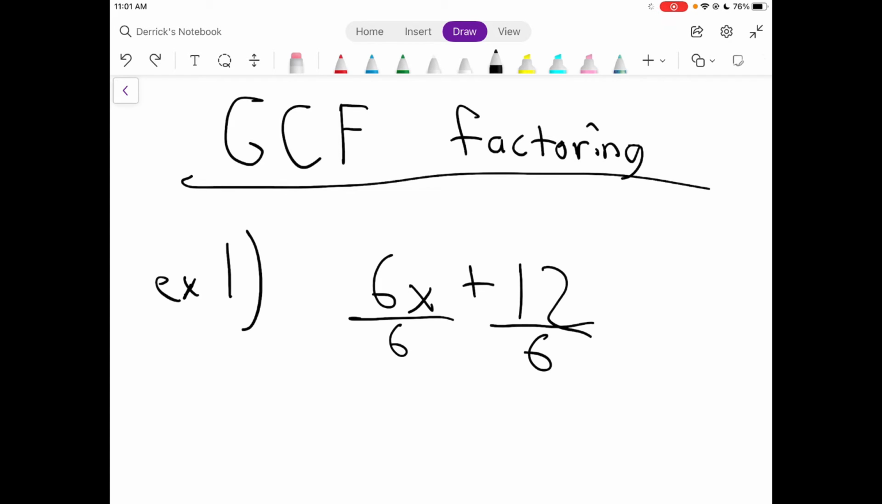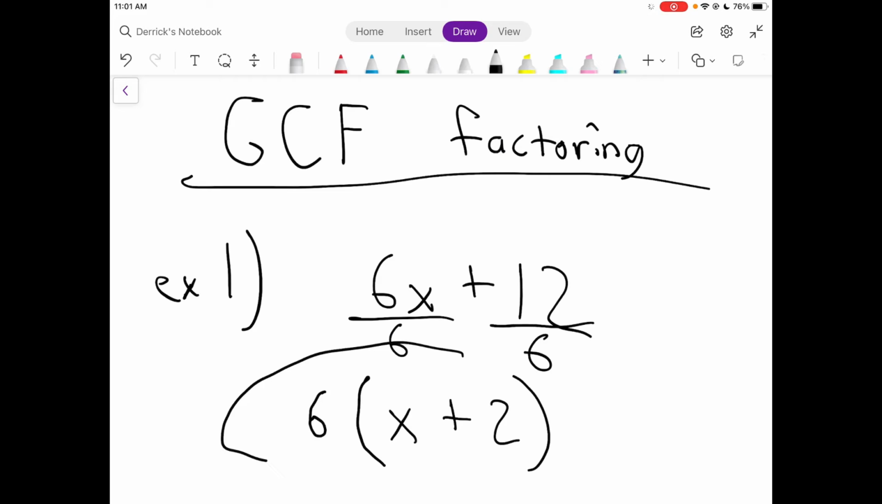So instead, we have to keep the 6, but what we'll do is separate it from the two terms by pulling it outside the parentheses. Inside the parentheses, we will write what we would get after doing that division, meaning 6x divided by 6 is just x. 12 divided by 6 is just 2. This would be a factored expression when we're factoring using GCF. We pulled out the GCF of 6 and then wrote what would be left over.